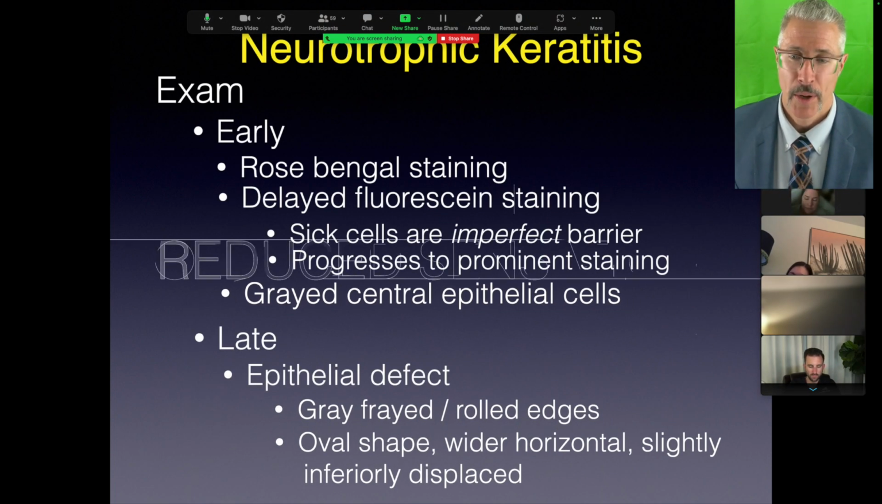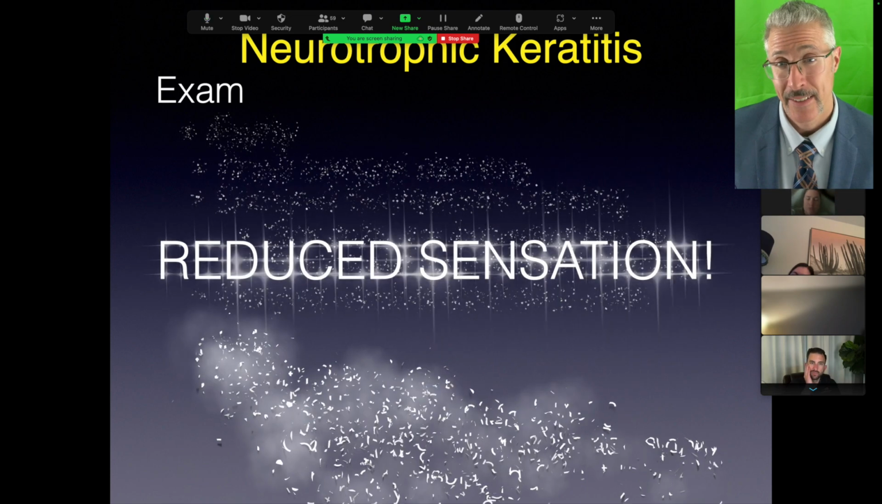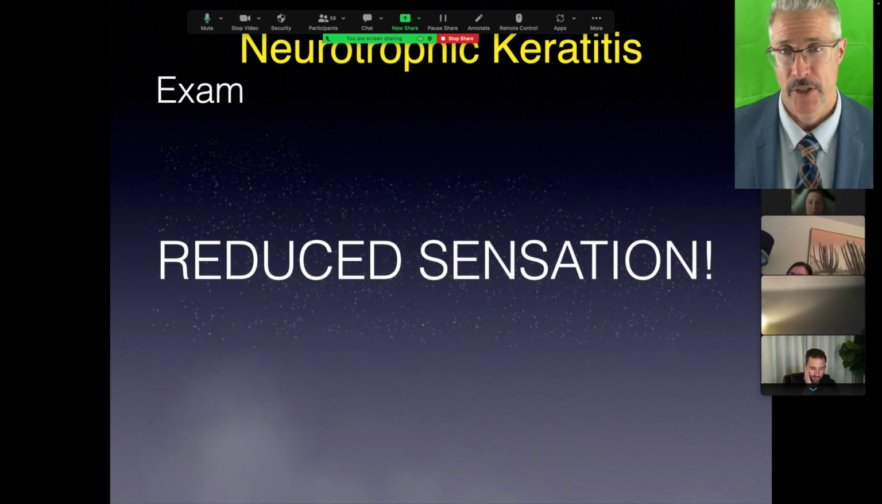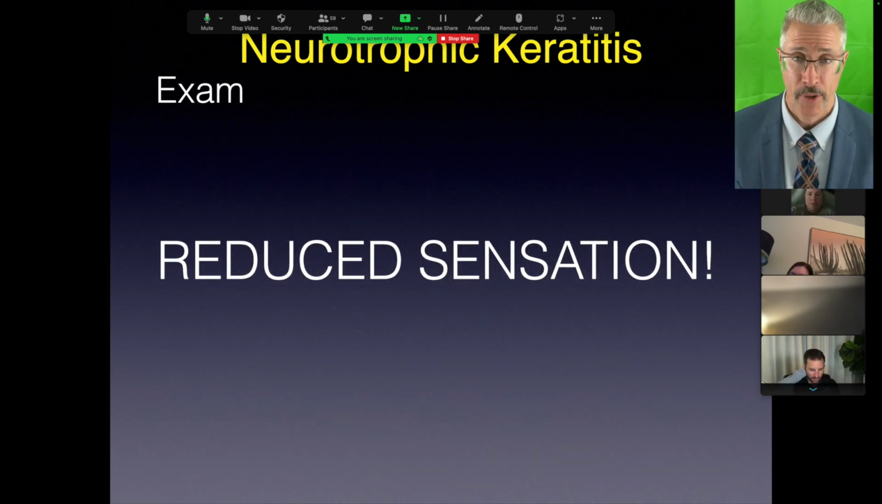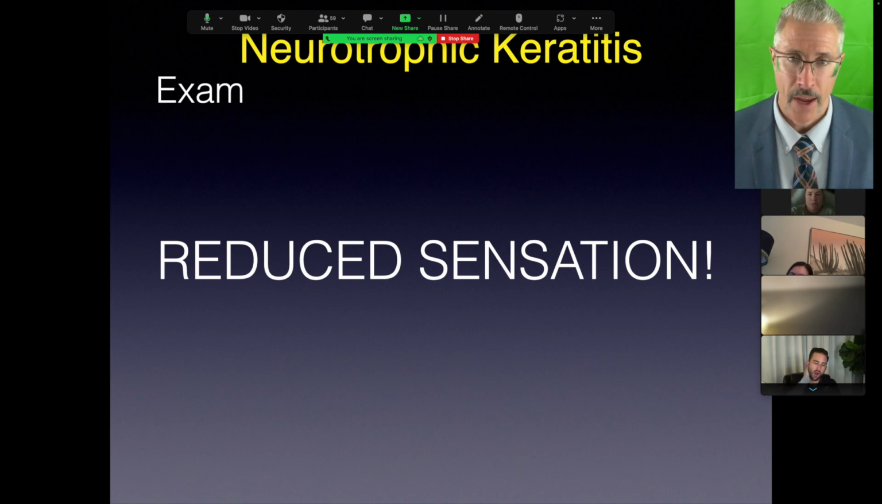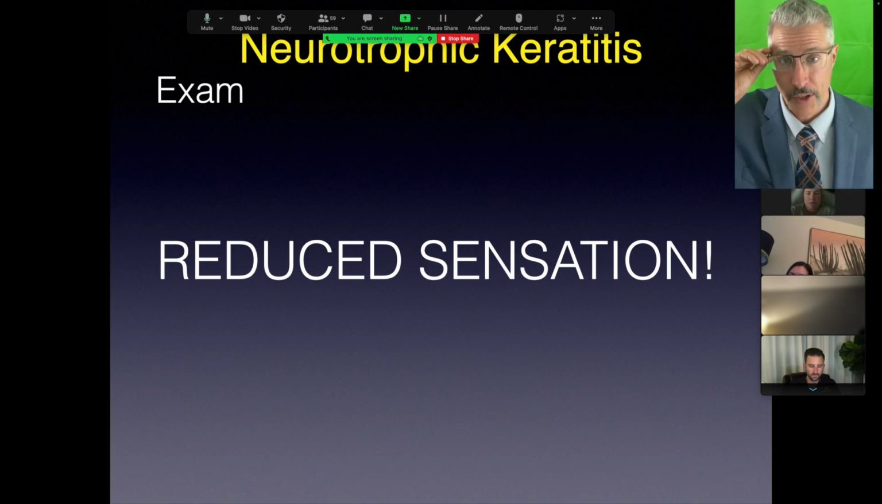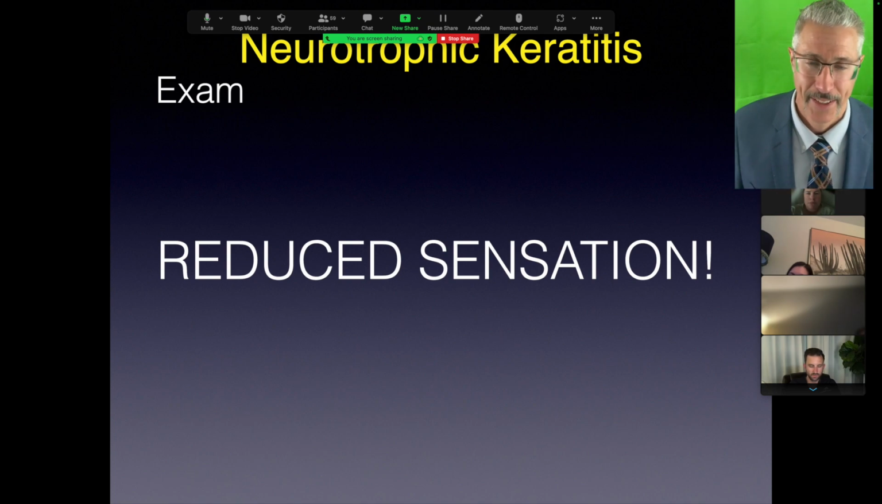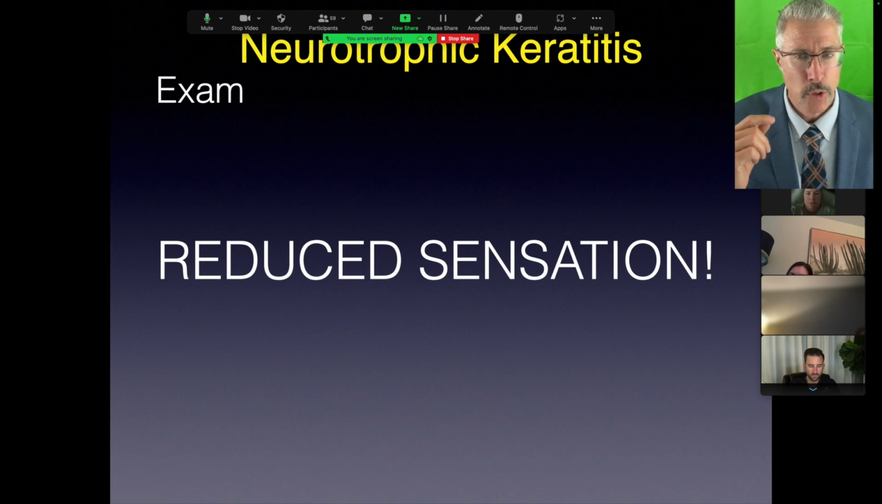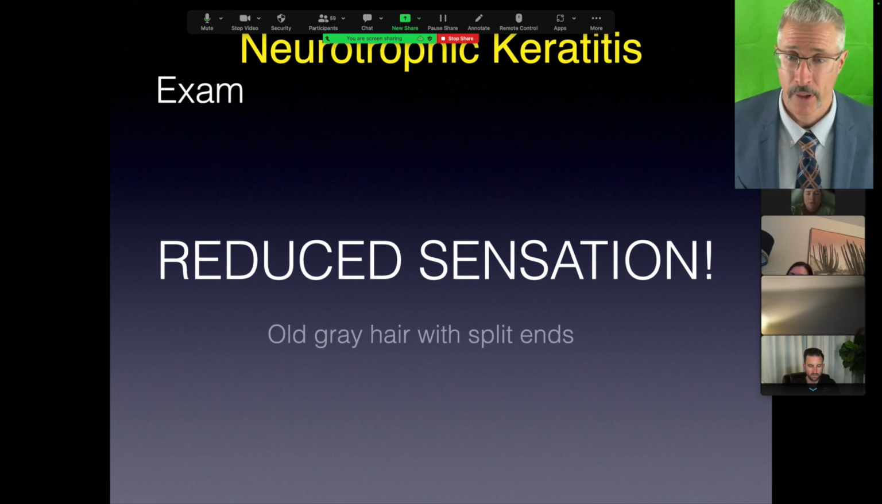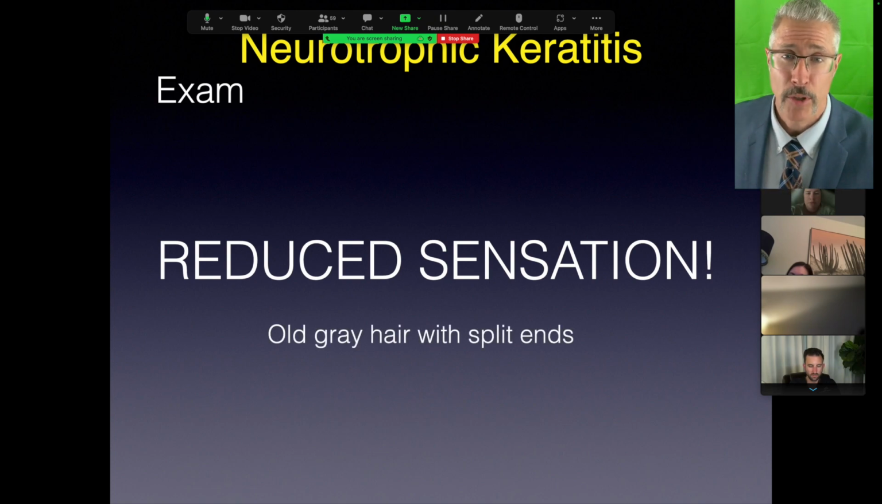So that's a little mnemonic for you. And test the sensation. If you ever see a patient like this, before you put any numbing drops in, you'll really nail it by taking a little cotton tip or something and just touching each quadrant, comparing it to the normal eye or to what you think a normal eye should be. If you touch an eye, it should blink immediately, not like, oh, I sort of feel that. Grade it 1 to 4, and old gray hair with split ends.